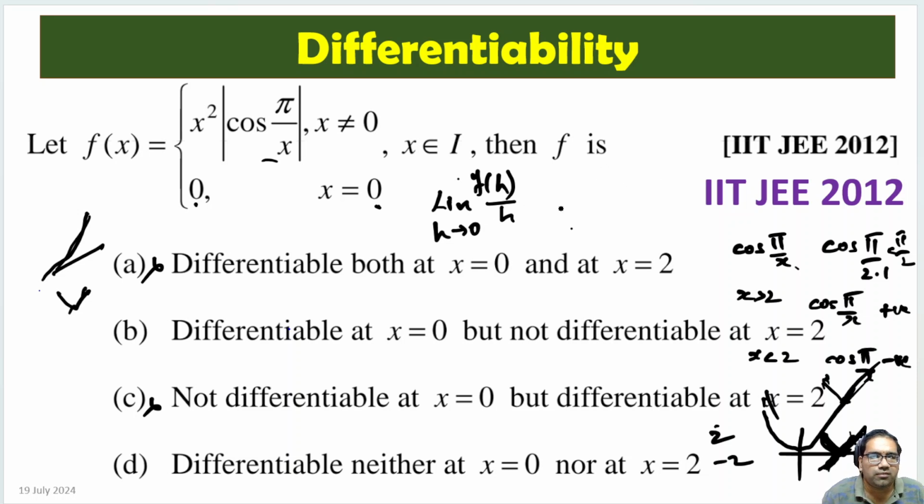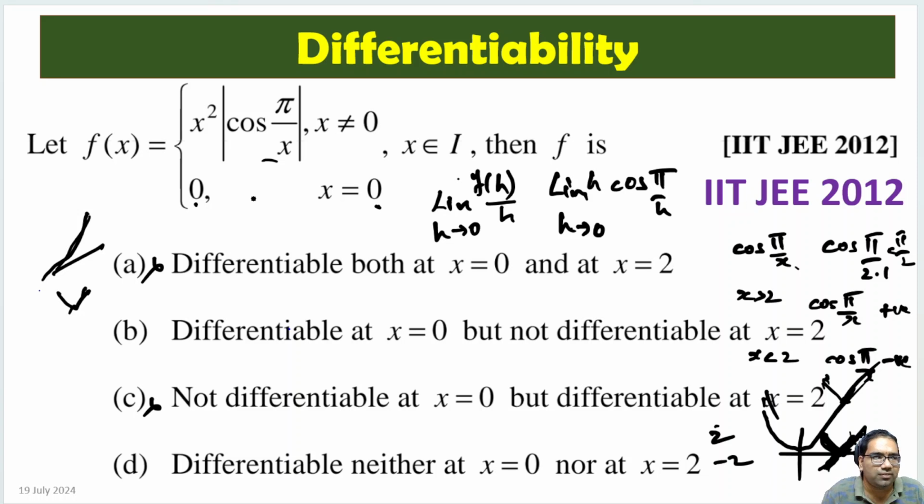Now, f(h), what is it? h² cos(π/h) divided by h. We cancel this and this, and we'll be left with h cos(π/h). This limit is as h tends to 0, of h cos(π/h).